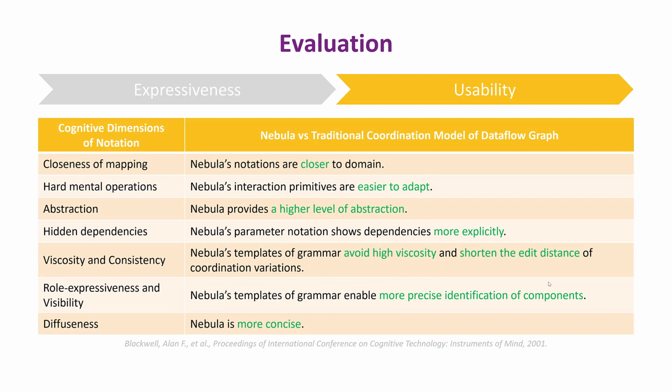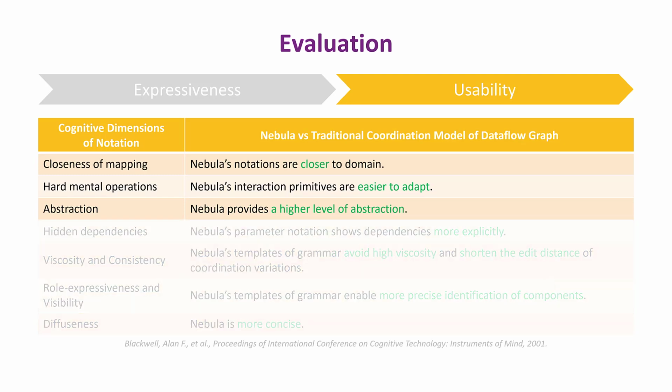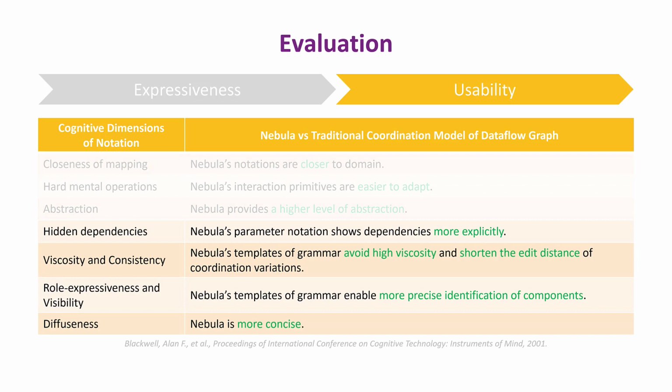To evaluate the usability, we conducted an analysis using the cognitive dimensions of notation framework to compare Nebula and the traditional coordination model of data flow graph. From the analysis, we found that the design of Nebula is inspired by user experience and is close to users' mental model. Such a high-level abstraction may be easier for users to adapt. In addition, the abstraction componentizes coordination, improving its consistency, visibility, and conciseness. Based on the analysis, we conclude that Nebula shows potential usability benefits to users.